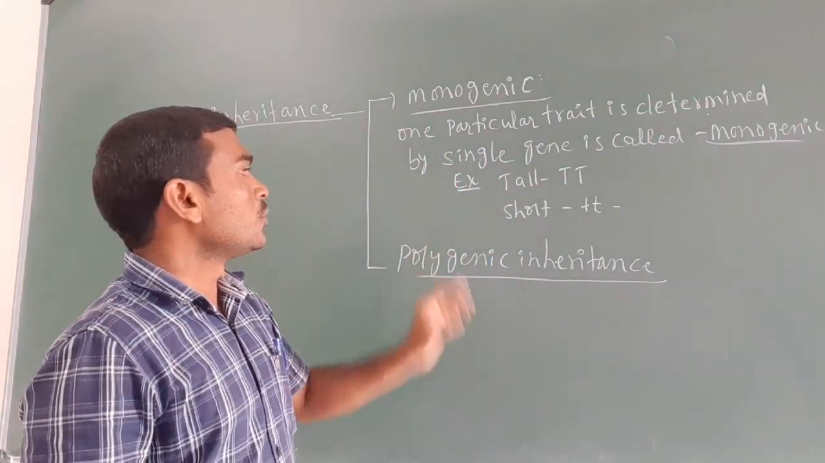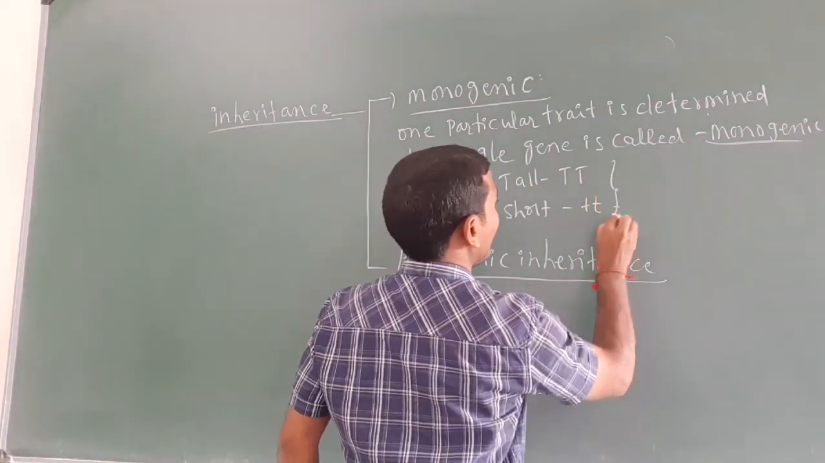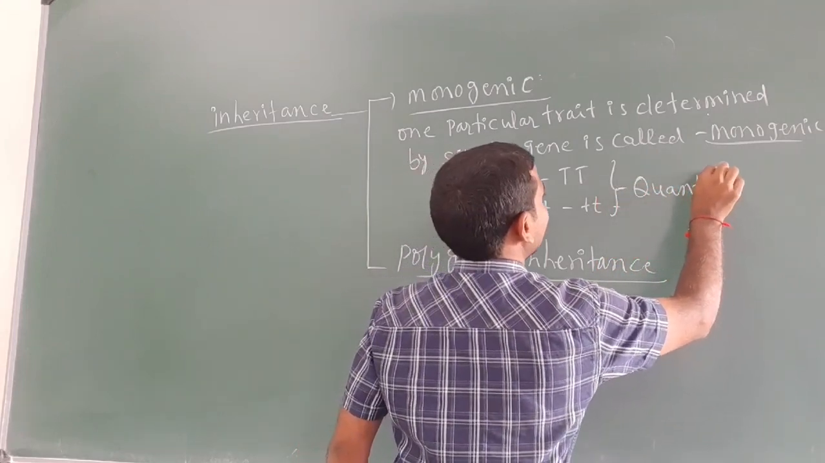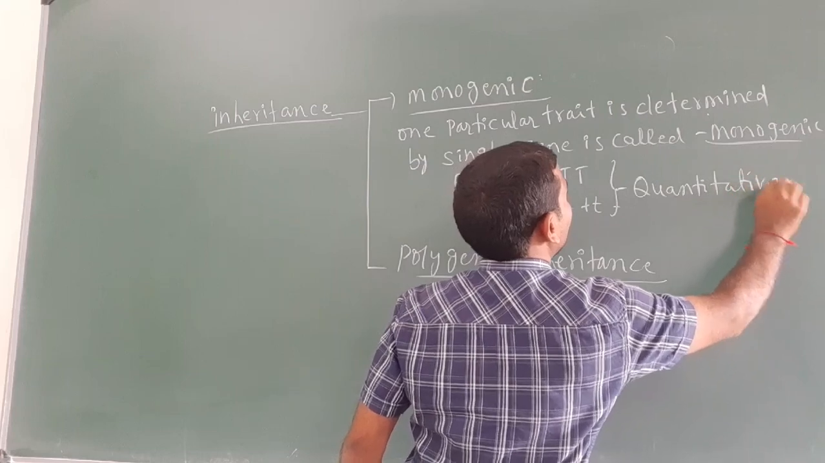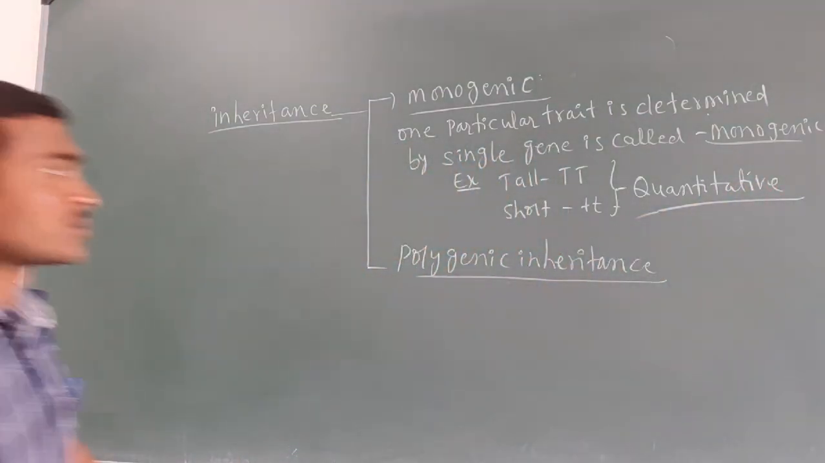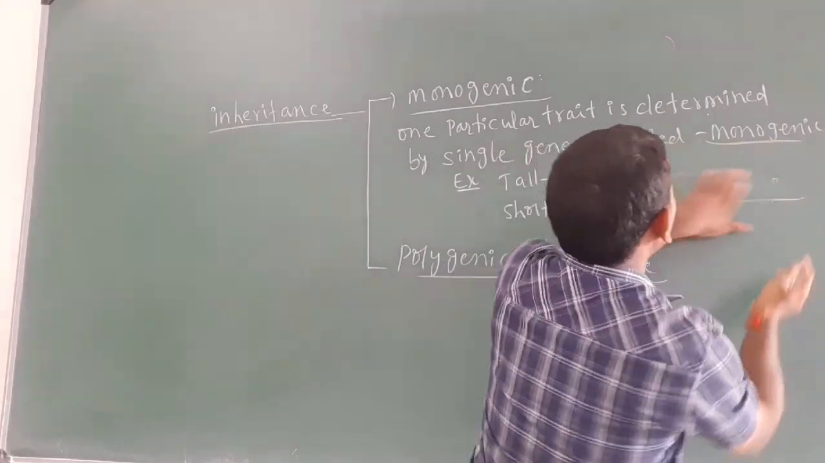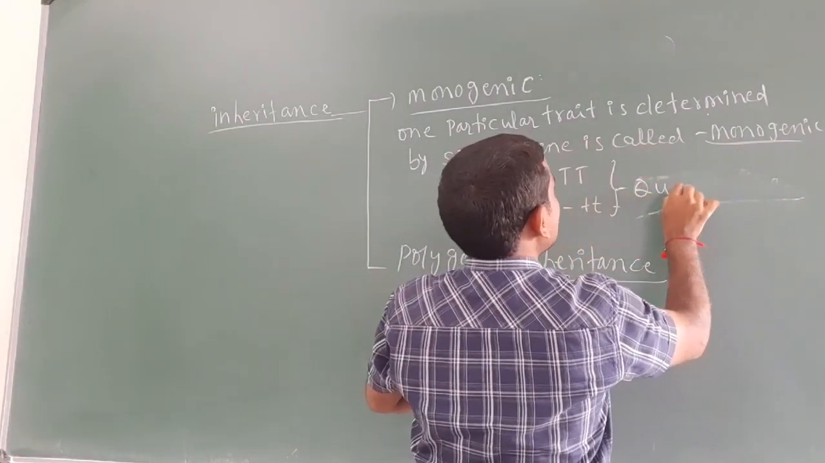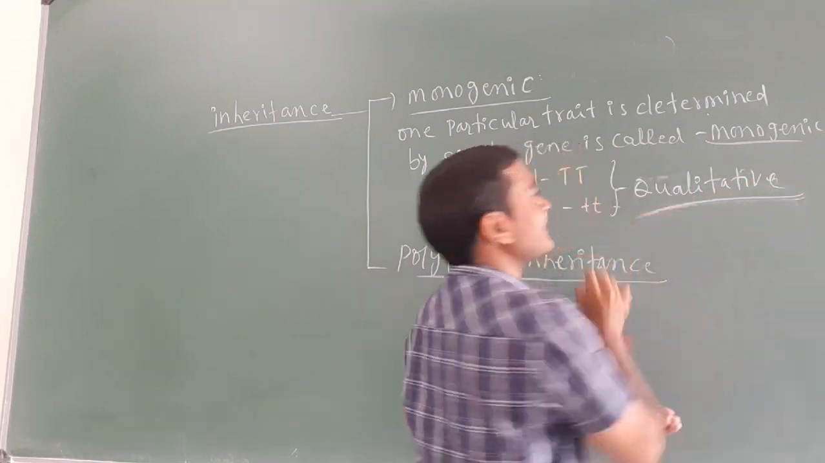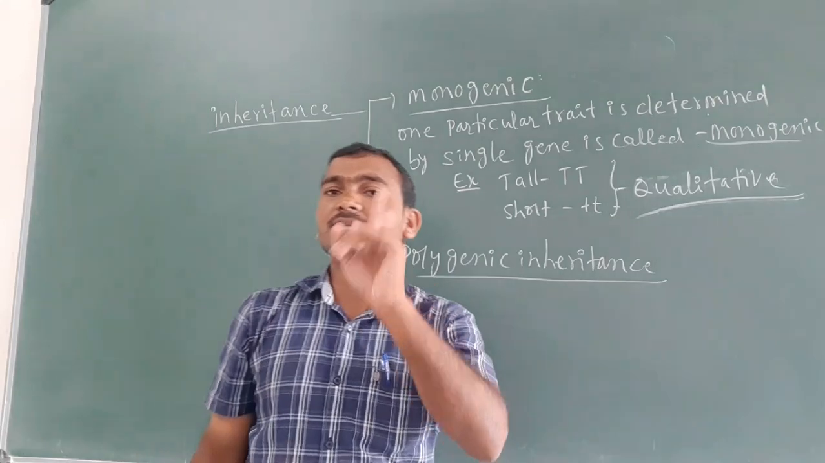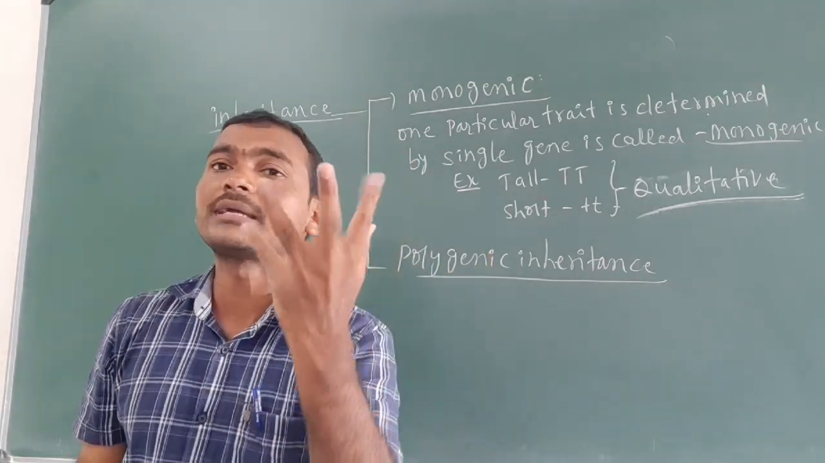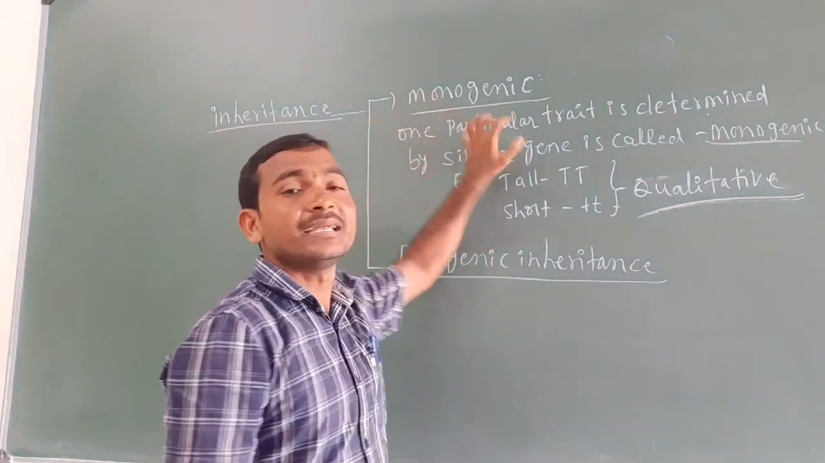The monogenic inheritance is not quantitative, it is called qualitative inheritance. Only one single gene is present to express the total phenotypic character. That is about monogenic inheritance.